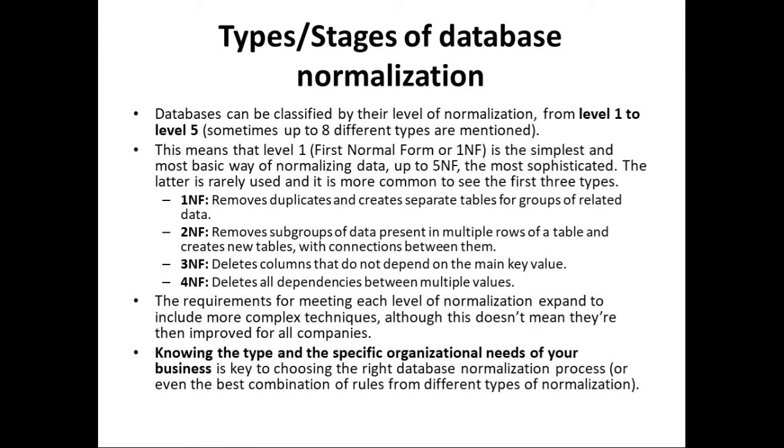1NF, or the first normal form, removes duplicates and creates separate tables for groups of related data. 2NF, or the second normal form, removes subgroups of data present in multiple rows of a table and creates new tables with connections between them. The third normal form deletes columns that do not depend on the main key value. And the fourth normal form deletes all dependencies between multiple values.